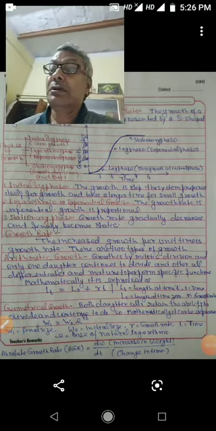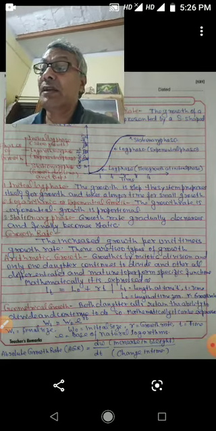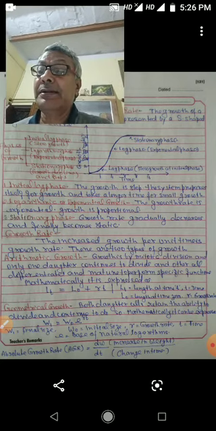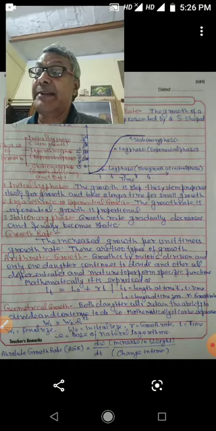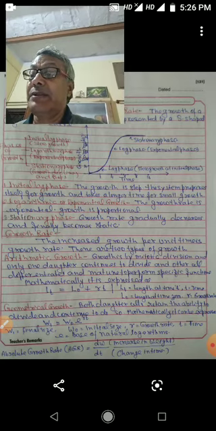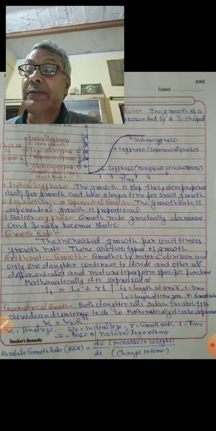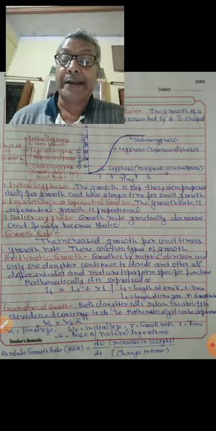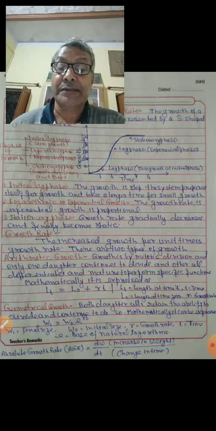Now I am going to teach you phases of growth. The growth of a plant or plant part can be represented by an S-shaped curve. This S-shaped curve is called a sigmoid curve. A sigmoid curve is a characteristic of living organisms growing in a natural environment.